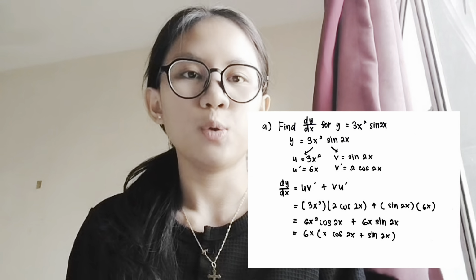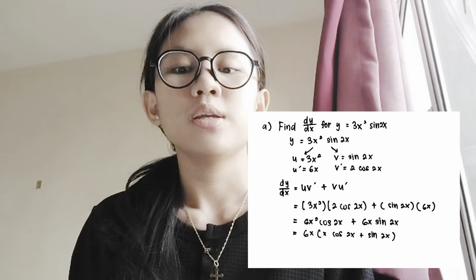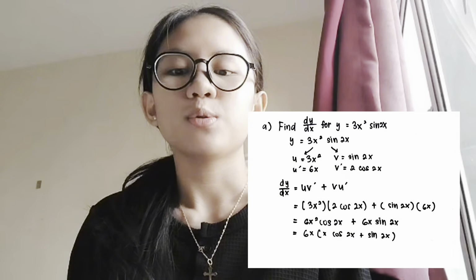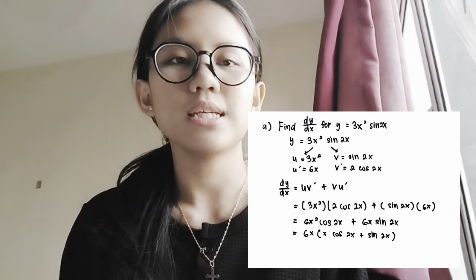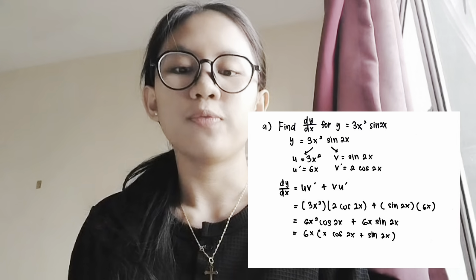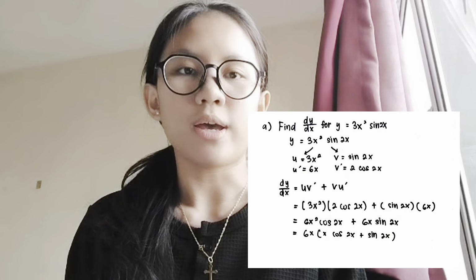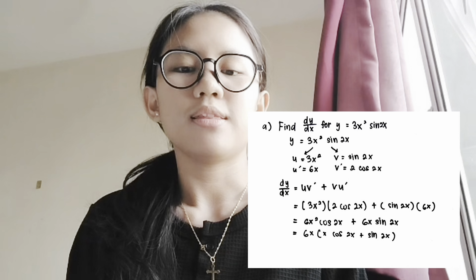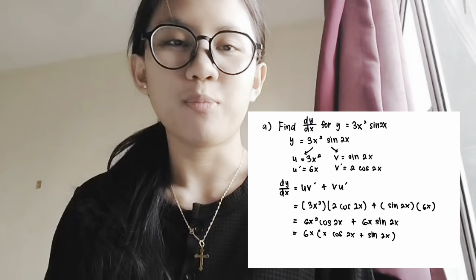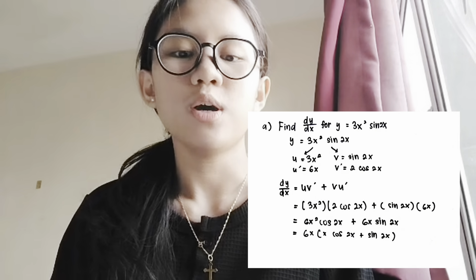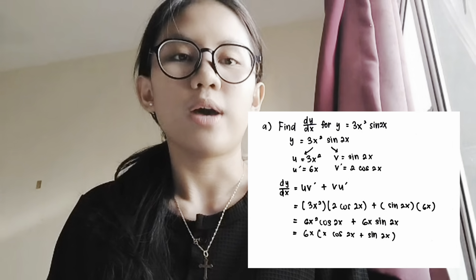So how we get u prime is we have to differentiate u. So u is 3x squared. When we differentiate it, it becomes 6x. So v is sine 2x. Then when we differentiate sine 2x, we get v prime. So v prime equals 2 cos 2x.